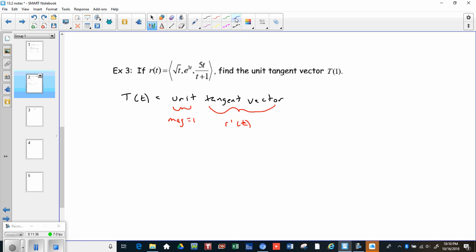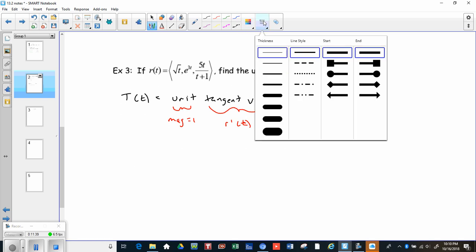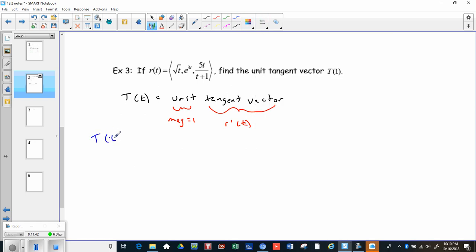So if I want to find the unit tangent vector, T of t, well, it's a tangent vector with a magnitude of 1. How do we get something to have a magnitude of 1, or be a unit vector of some kind? We take the vector and we divide it by its magnitude. So it's r prime of t divided by the magnitude of r prime of t. This is the definition for a unit tangent vector. It's basically just a tangent vector divided by its magnitude. That will always give you a length of 1.